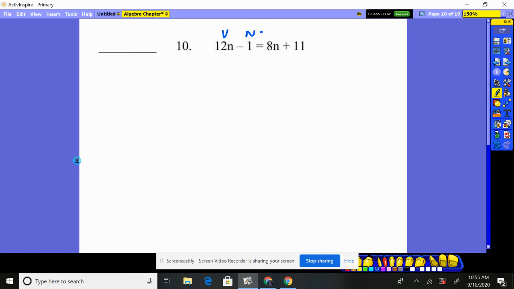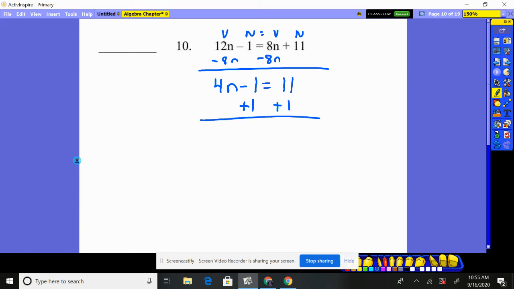Variable minus number equals variable plus number. Well, let's move our variables, 12n, 8n. Let's move the 8n. So I take 8n away from both sides, gives me 4n minus the number 1 equals the number 11. Well, you got your 4n to the left, so move that minus 1 off the side by adding 1 to get it over with the other number. We get 4n equals, because that goes away, 12.